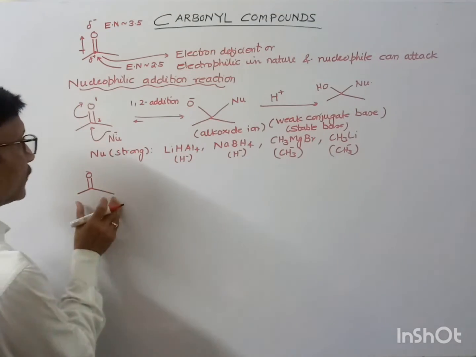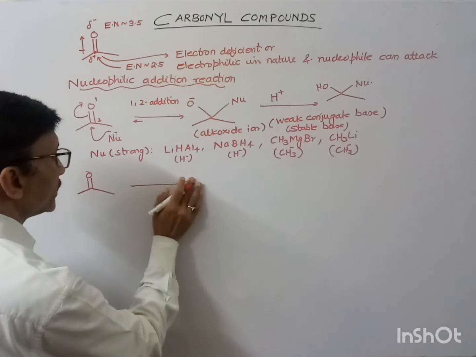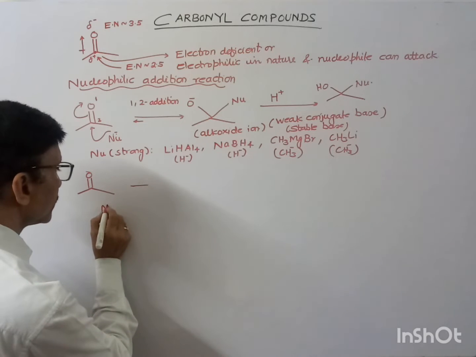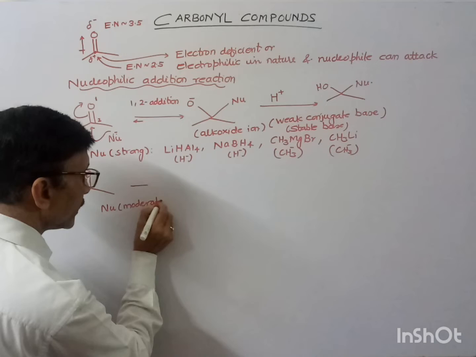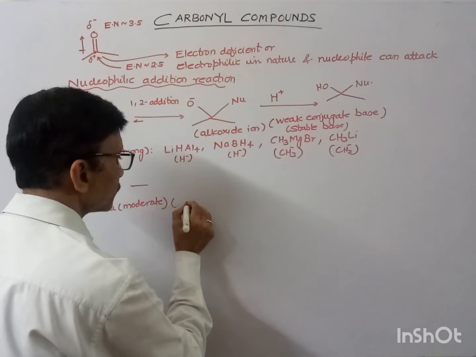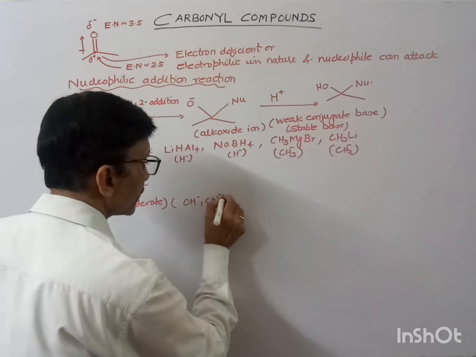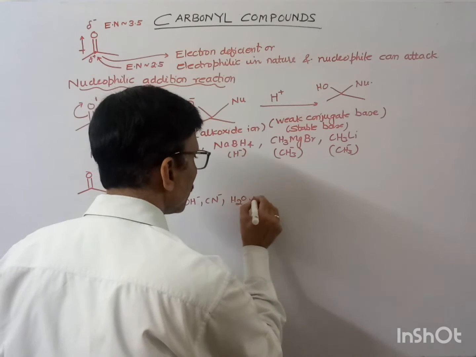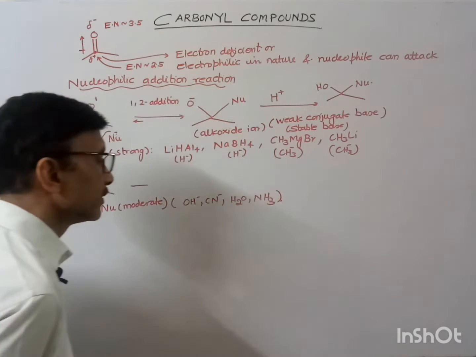Now suppose we have another case where the nucleophile is a moderate one. Compared to this one, if it is a moderate nucleophile, suppose it is our hydroxide ion, cyanide ion, or it may be some neutral nucleophile like this. This is a neutral nucleophile.